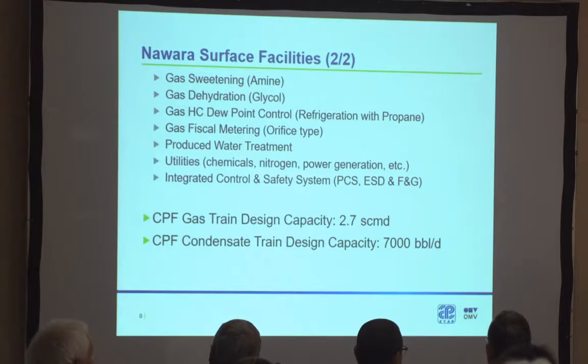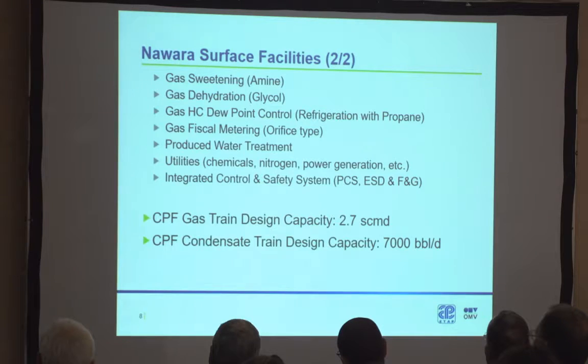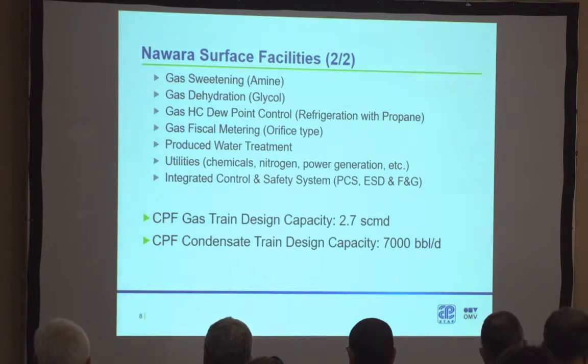All these units will be fully automated. So we have integrated control and safety system, process control system, emergency shutdown for the emergency case, and fire and gas detectors connected with the firefighting system for emergency situation. So this plant is fully automated with a control system and a safety system in the control room.